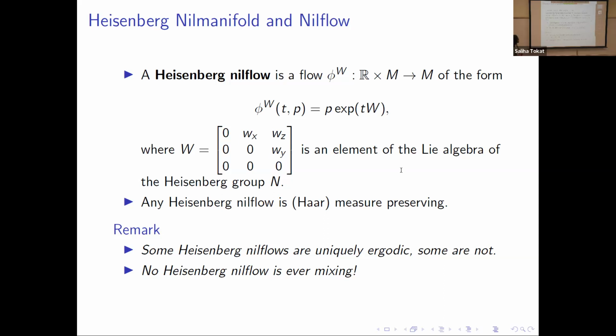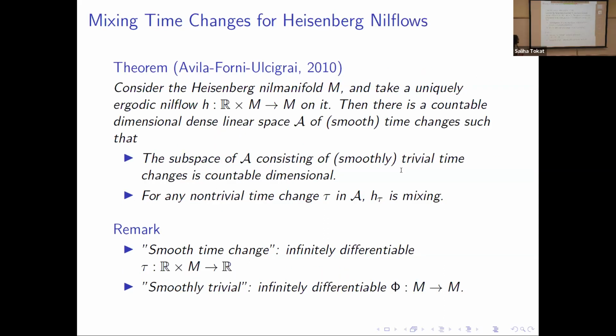And I state a recent theorem about this topic. Consider the Heisenberg manifold M and take a uniquely ergodic flow H on the Heisenberg manifold. There is a countable dimensional dense linear space A of time changes, such that the subspace of A consisting of trivial time changes is countable dimensional, and for any non-trivial time change tau in A, H tau is mixing. The space of smooth time changes is infinite dimensional, with tau smooth, trivial, infinitely differentiable.